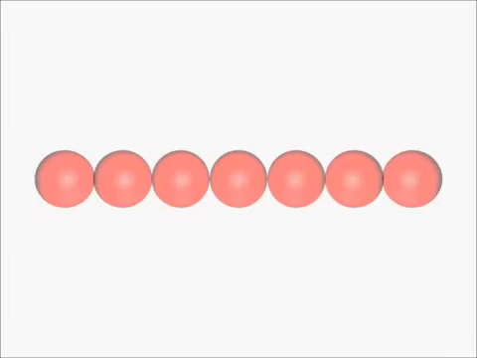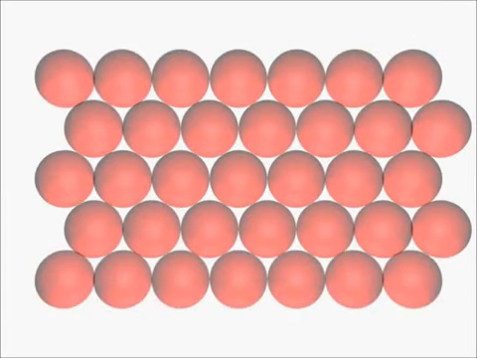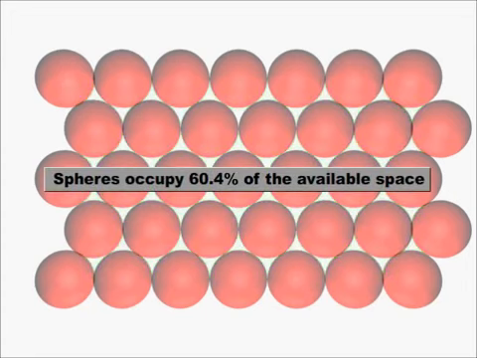A second way of arranging the linear one-dimensional arrangements is to keep the spheres of the second linear one-dimensional arrangement in the depressions of the first, like this. Here, every alternate linear arrangement has the same alignment. These are the vacant spaces, which is visibly less than the square close packing and hence more efficiently packed. In this packing, the spheres occupy 60.4% of the available space.